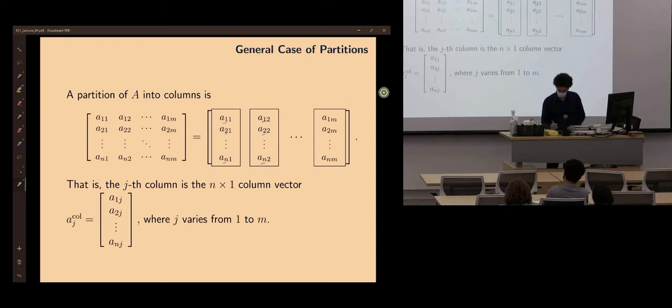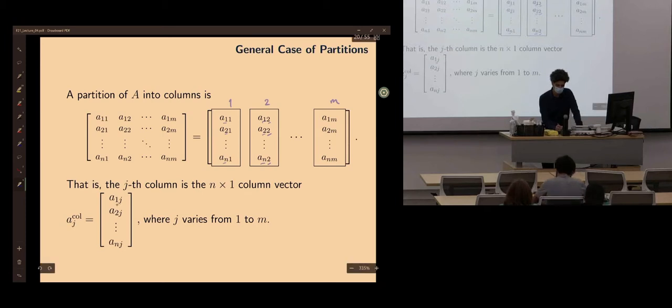However, the columns are changing. This is 1, this is 2, and you see 2 is fixed. This is m. So I can replace the jth column notation using this. We have 1j, 2j, nj, and j can vary from 1 to m, number of columns. And that will be the jth column of my matrix, and it's an n by 1 vector. Does this make sense to everybody?